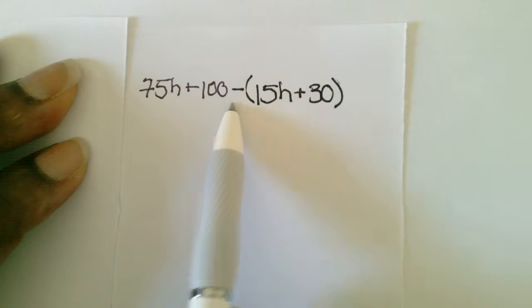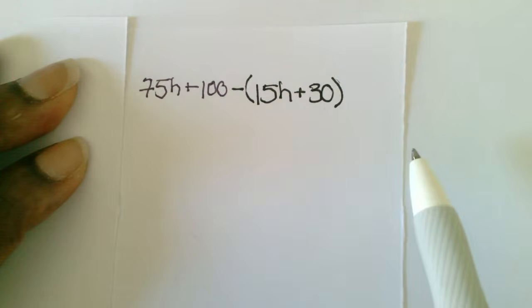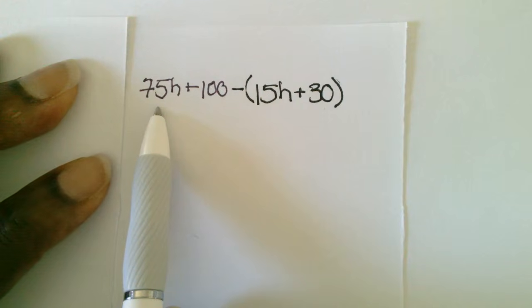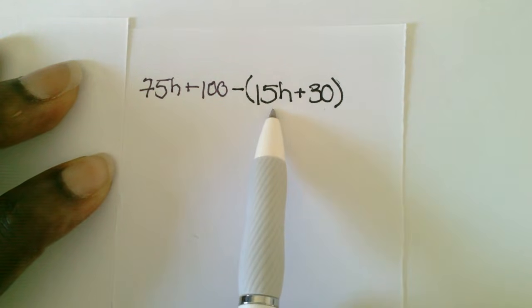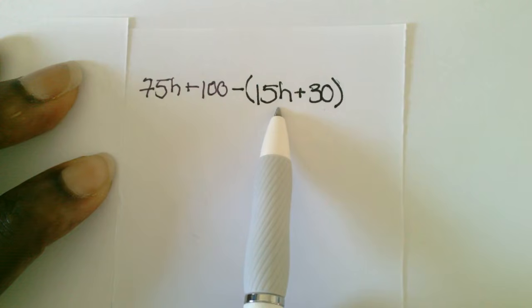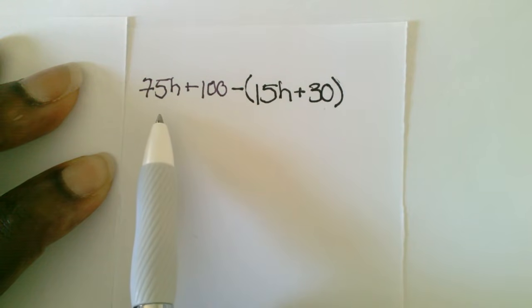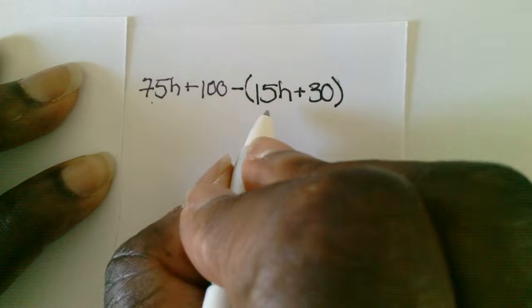So we're subtracting these two things. So let's subtract our like terms. So we have 75h and we have 15h. So what's 75 minus 15? Okay, so Shah saying 60. Okay, we agree? Because I do. There we go. Good. So that means 75h minus 15h gives me 60h.